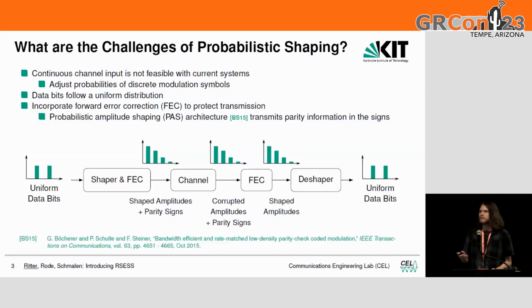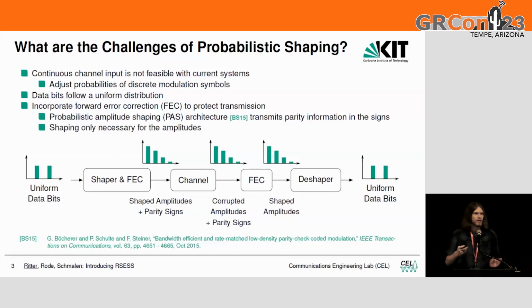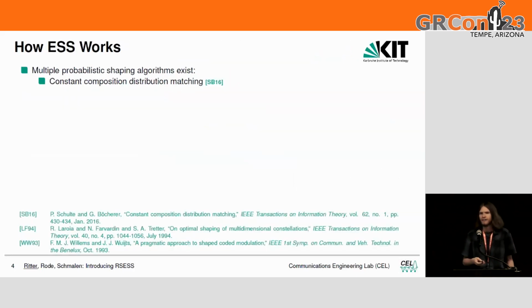For our purpose, it is especially important because this means the signs are used and we may only shape the amplitudes. So there are different algorithms that do this shaping of the amplitudes. Böcherer and Schulte themselves published constant composition distribution matching, which is a very good algorithm for long block lengths. However, it suffers from severe rate loss for very short block lengths.